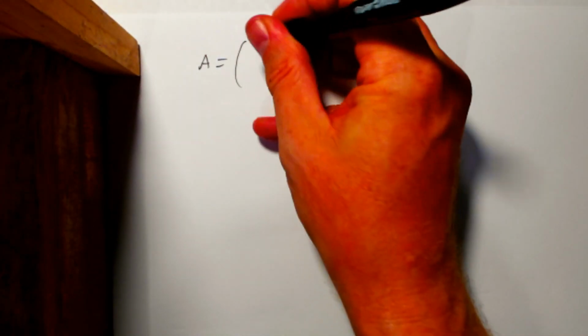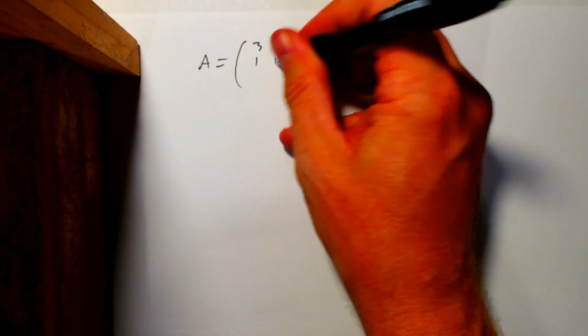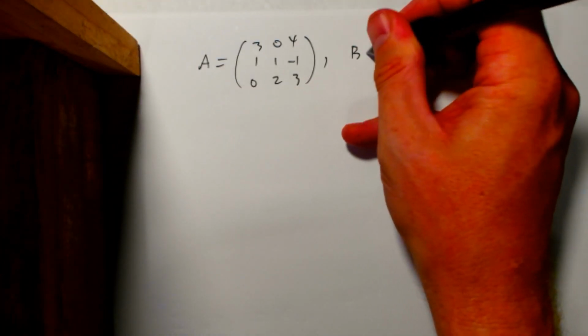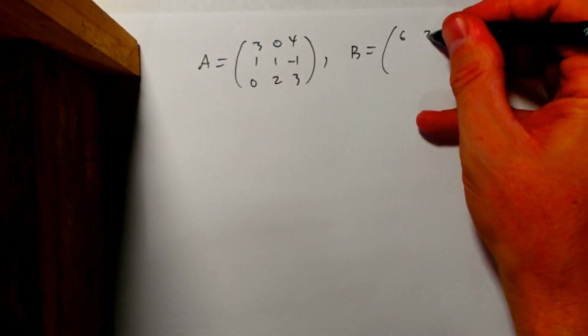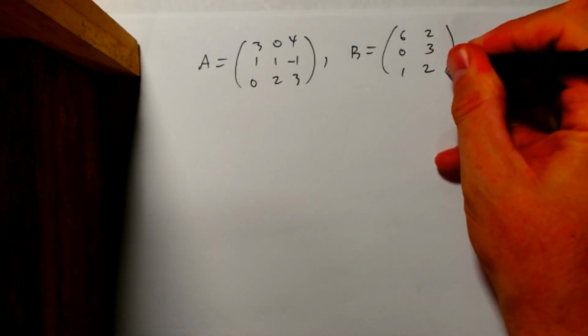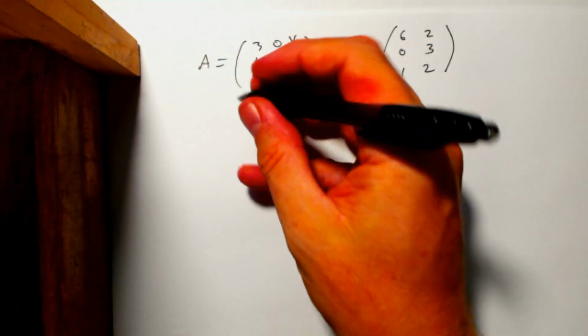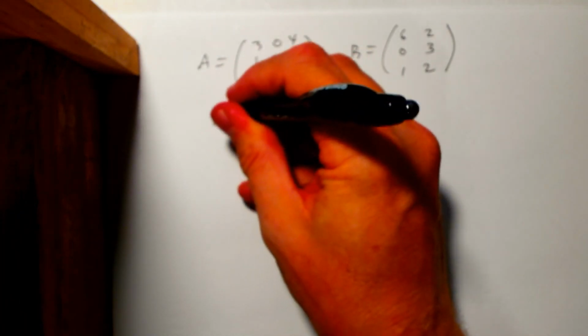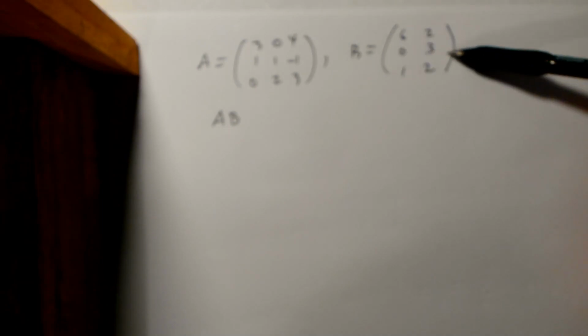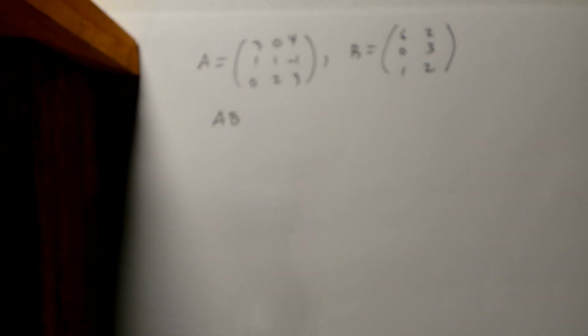Okay, so example 6.9 says the matrix A is equal to 3, 0, 4, 1, 1, minus 1, 0, 2, 3, and the matrix B is equal to 6, 2, 0, 3, 1, 2. Alright, and we want to take the product if it's defined. So calculate AB if it's defined. So what we need to do is work out, okay, how many columns are there in A? There are 3 columns. Does that match the number of rows of B? Well, yes. So AB is defined.